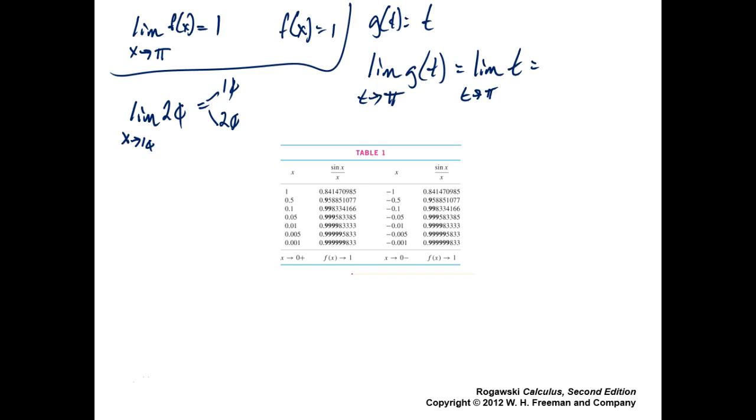Now, if that was an x here, the limit of x as x is approaching 10, that would be 10. But the limit of 20 as x approaches 10, 20 is 20. It's not ever going to change. That's a constant function. So whatever x is approaching, negative 10, pi, whatever, this is always 20. Always 20. So that would be 20.